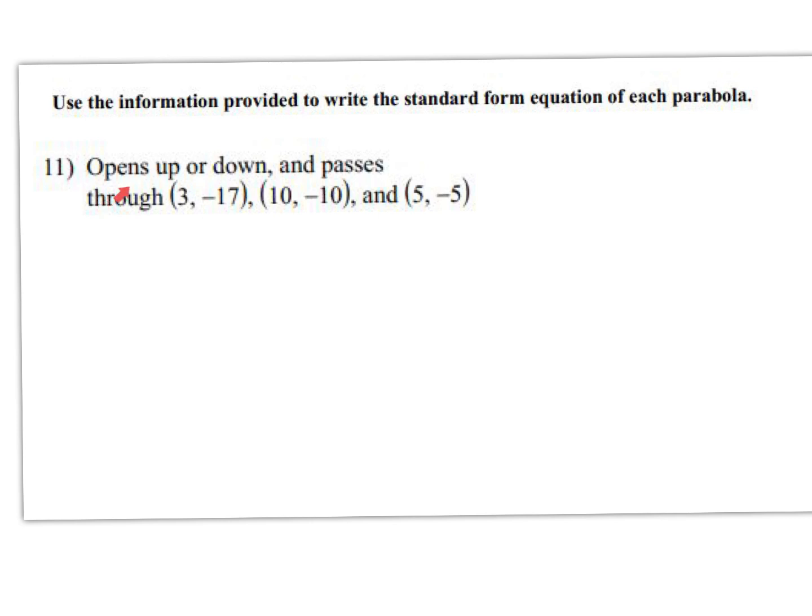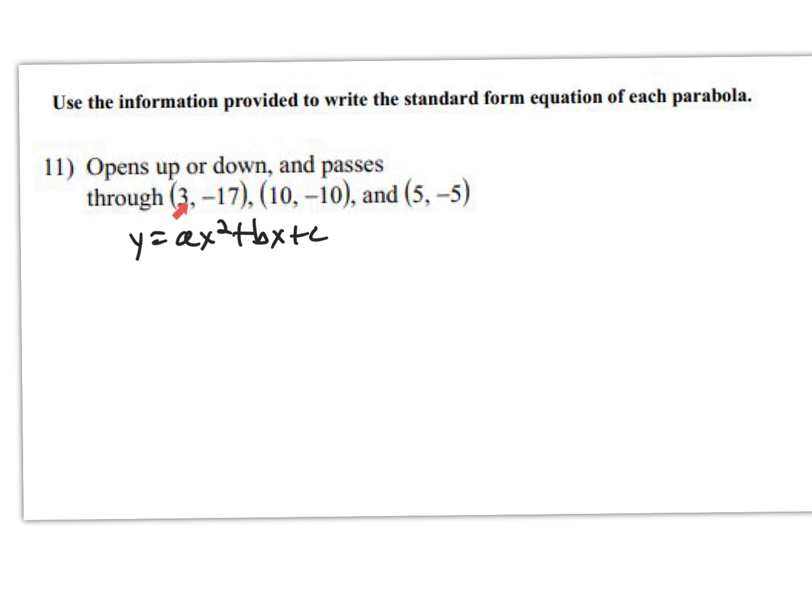All right, so in number 11, you're asked again to write the standard form of an equation of each parabola. Now, the reason we're going to use the standard form is because we are not given the vertex, but we are told that it passes through 3 points, including (3, -17), (10, -10), and (5, -5). So we are going to have to use y equals ax squared plus bx plus c.